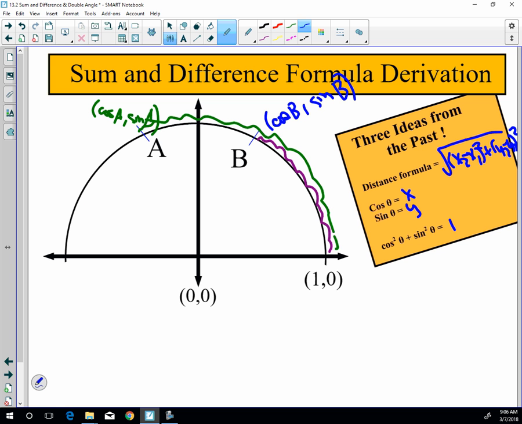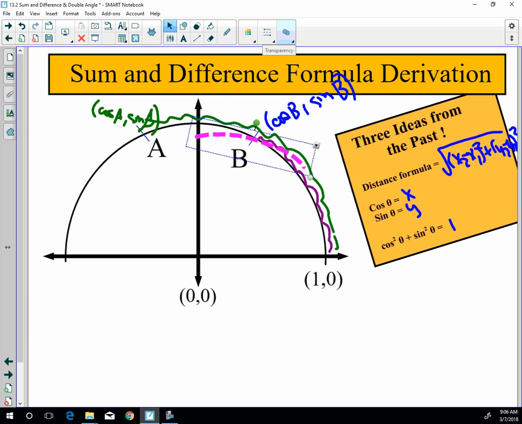We got that. Now I'm going to do something weird. I'm going to say, okay, I want to know what this distance here is. If I went all the way to A and I went all the way to B, I want this distance here. Now, it's kind of hard to imagine because this isn't going to slide very easily.